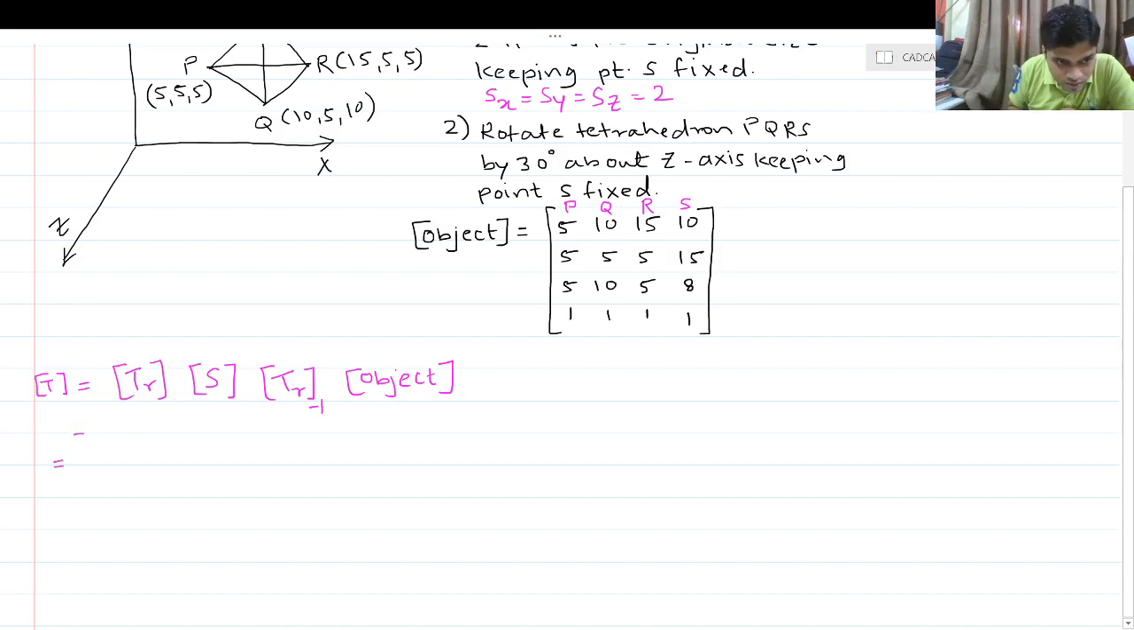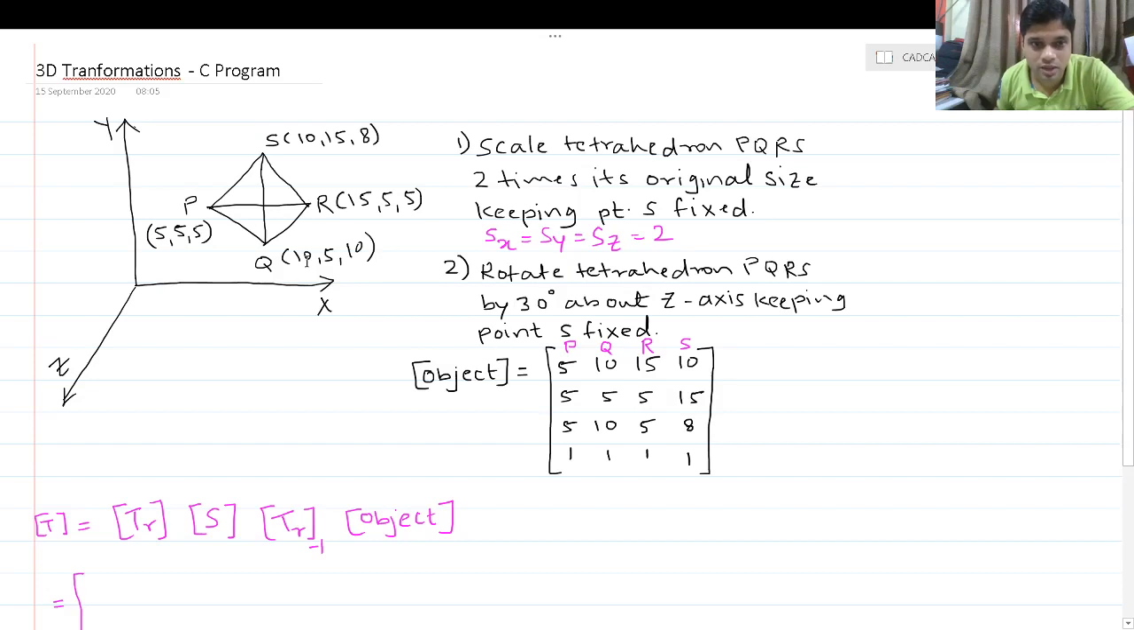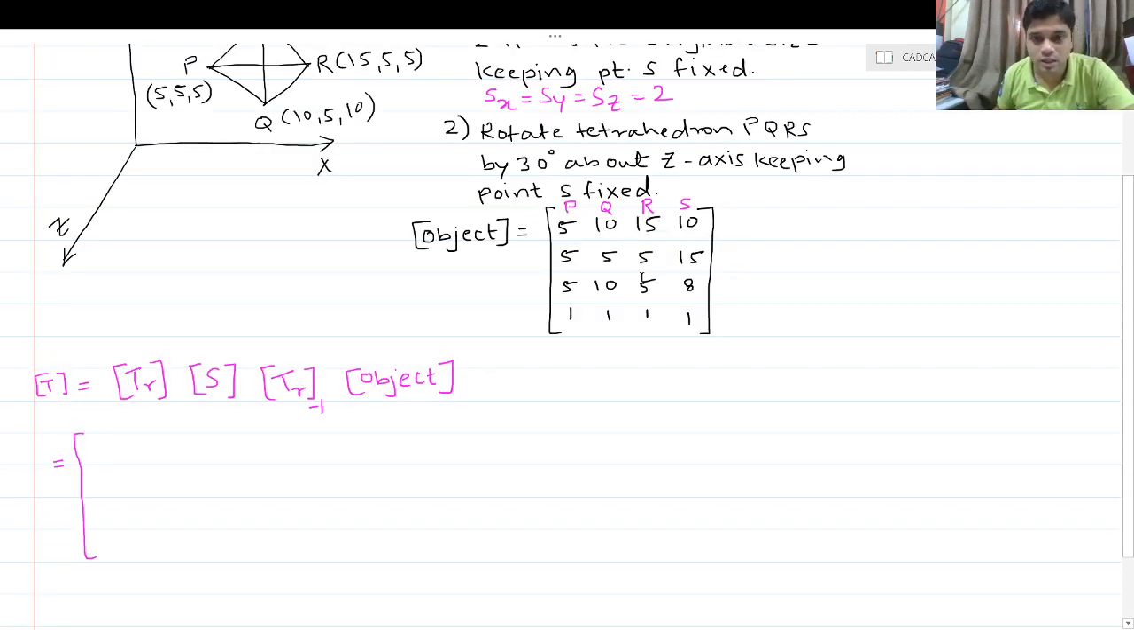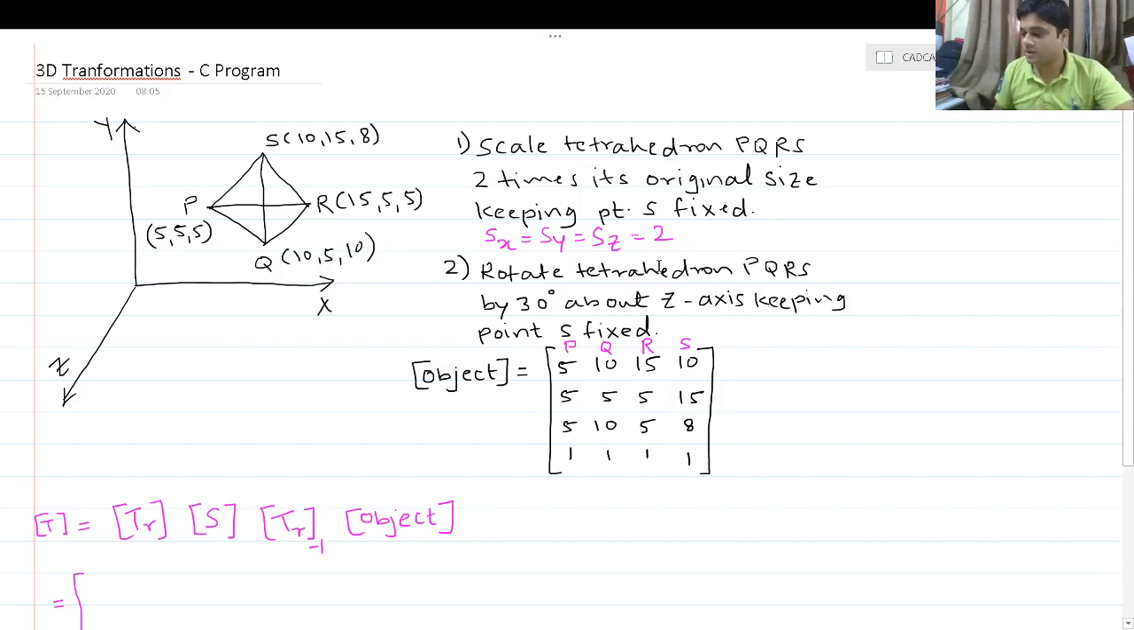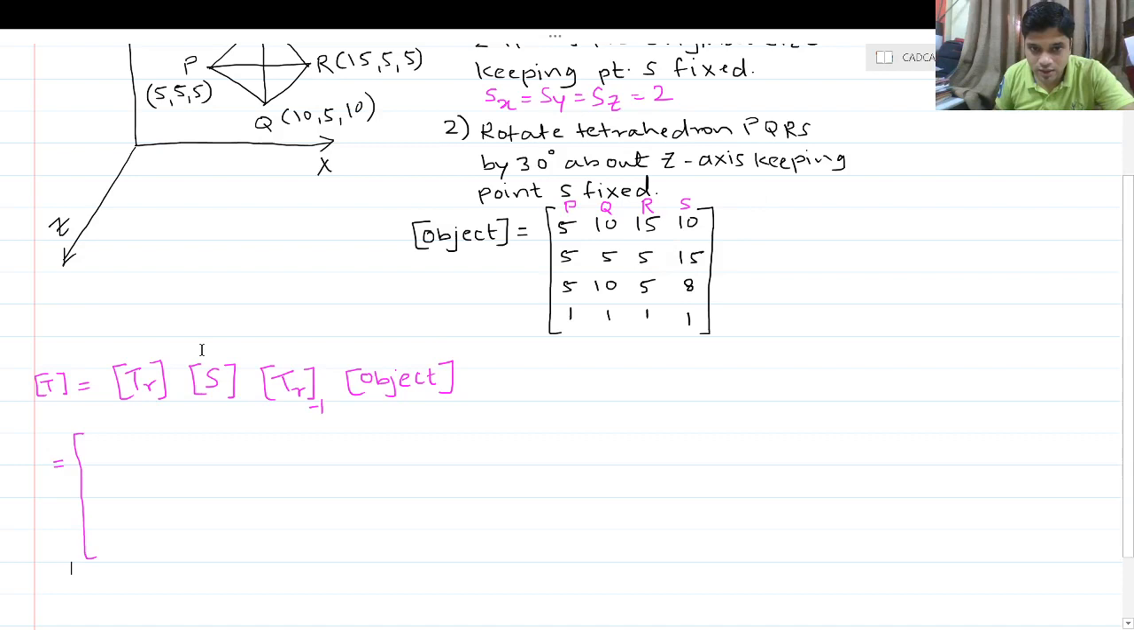So let us write down all the matrices. I have written over here the object matrix. The object matrix representation is again in a similar manner; I will be representing it point wise, so P, Q, R and S, written column wise. This is my X coordinate, Y coordinate, Z coordinate respectively for each point. Then I have to keep point S fixed, so I will be translating this point back to the origin and again forward translating it to its original location. Since we are writing these matrices in this order, this is the forward translation matrix.